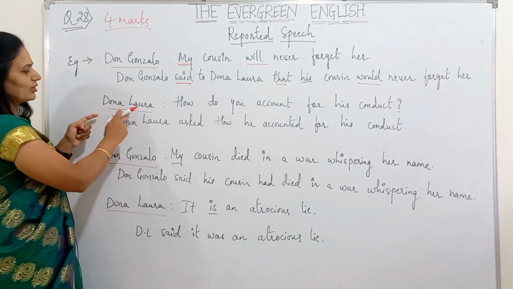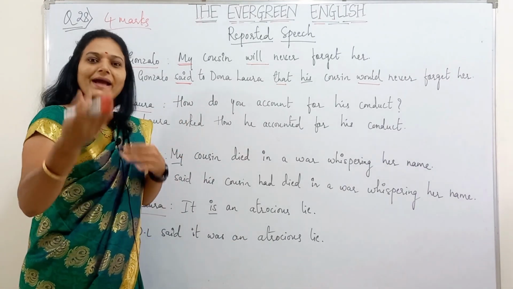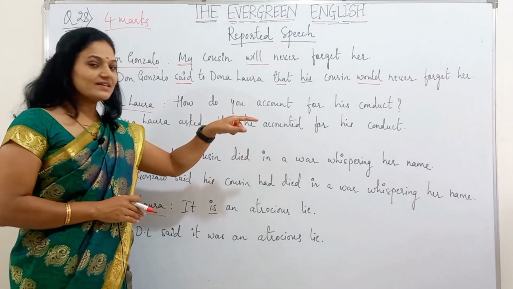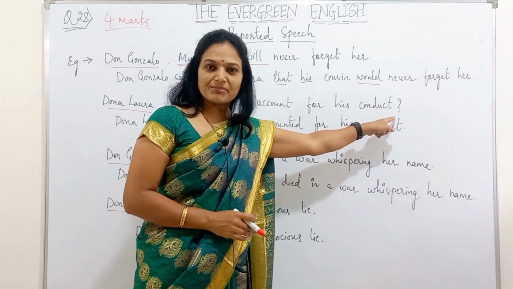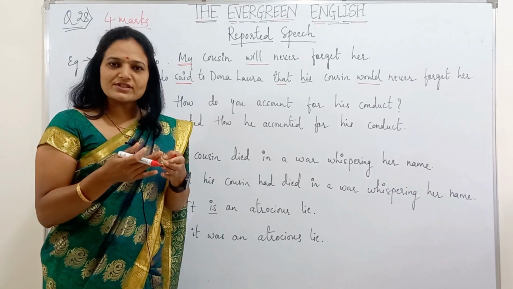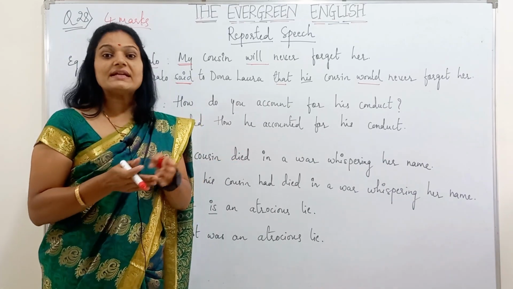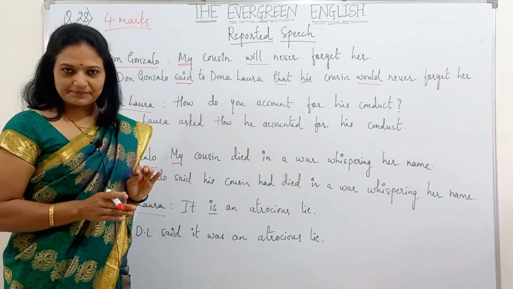Second sentence. Donna Laura, how do you account for his conduct? What is it? It is a question mark. It is an interrogative sentence. Okay, so the rule is also there. An interrogative sentence has to be changed to an affirmative sentence in reported speech.